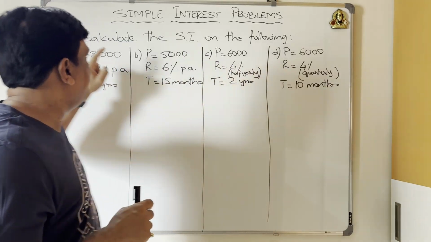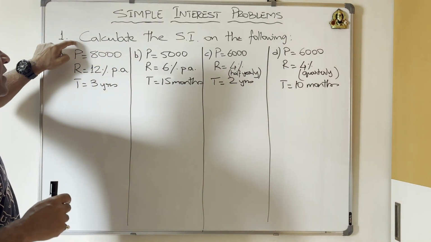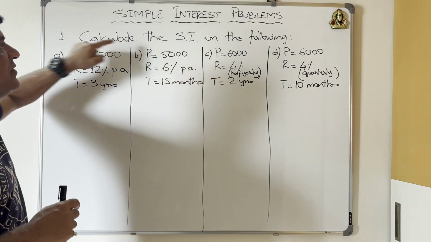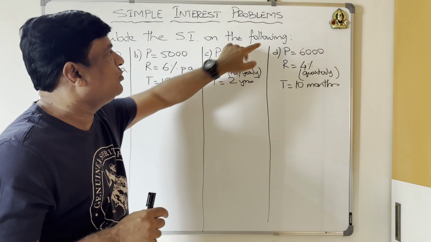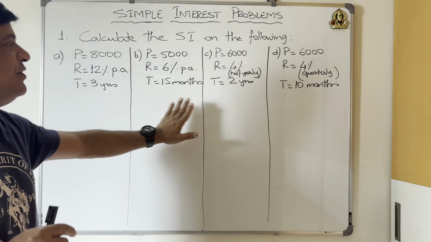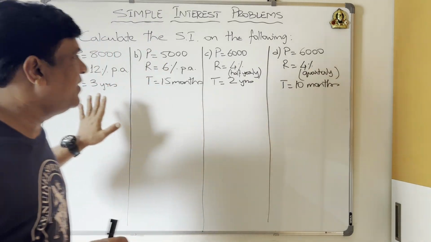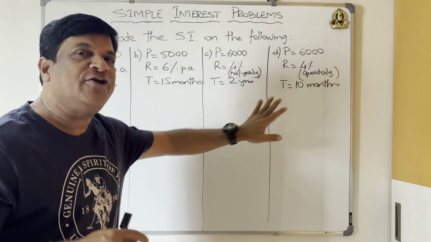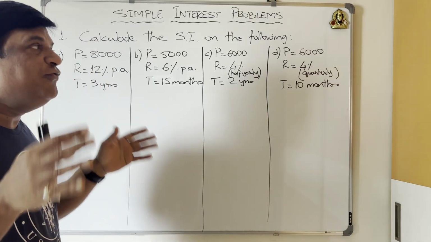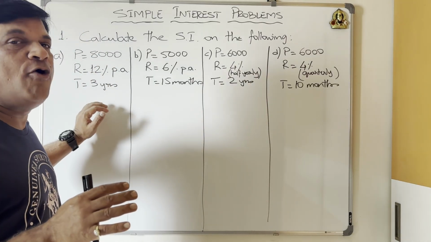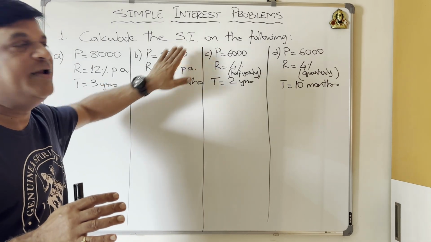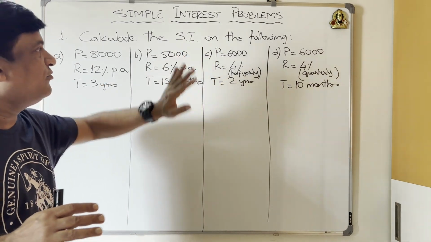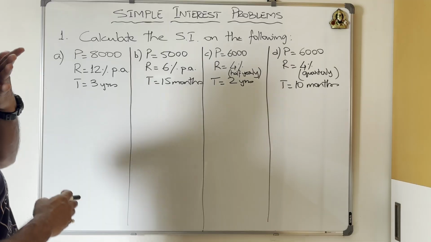In this particular case, I'm saying calculate the simple interest on the following. I have taken 4 different scenarios. We'll go scenario by scenario to understand how we use our formulas to calculate the simple interest for these problems. So let's get started. Okay.